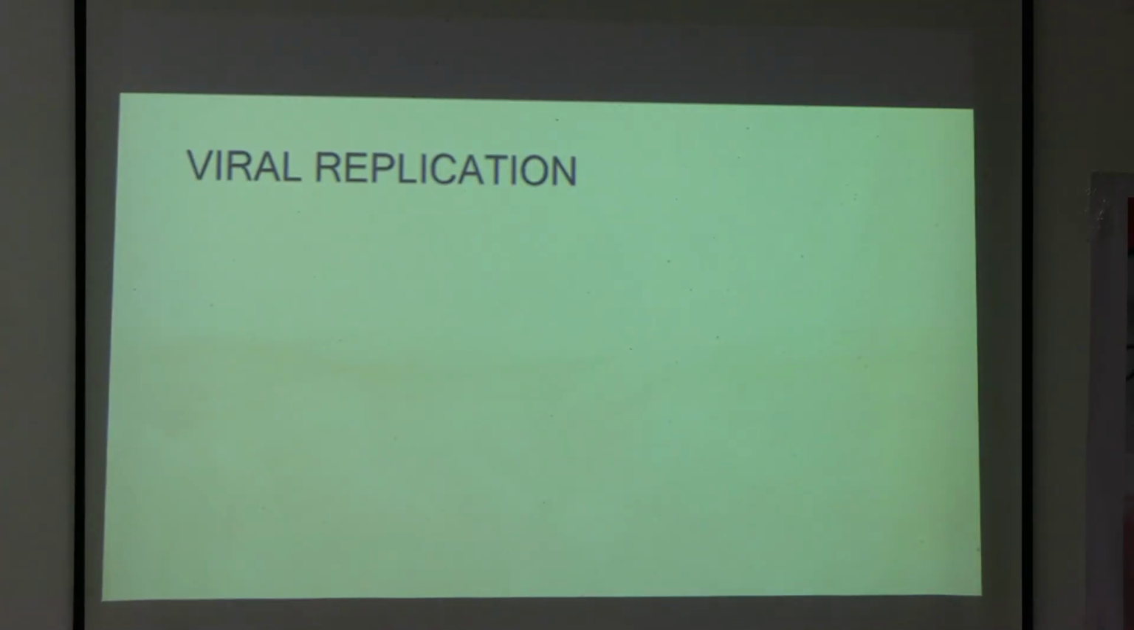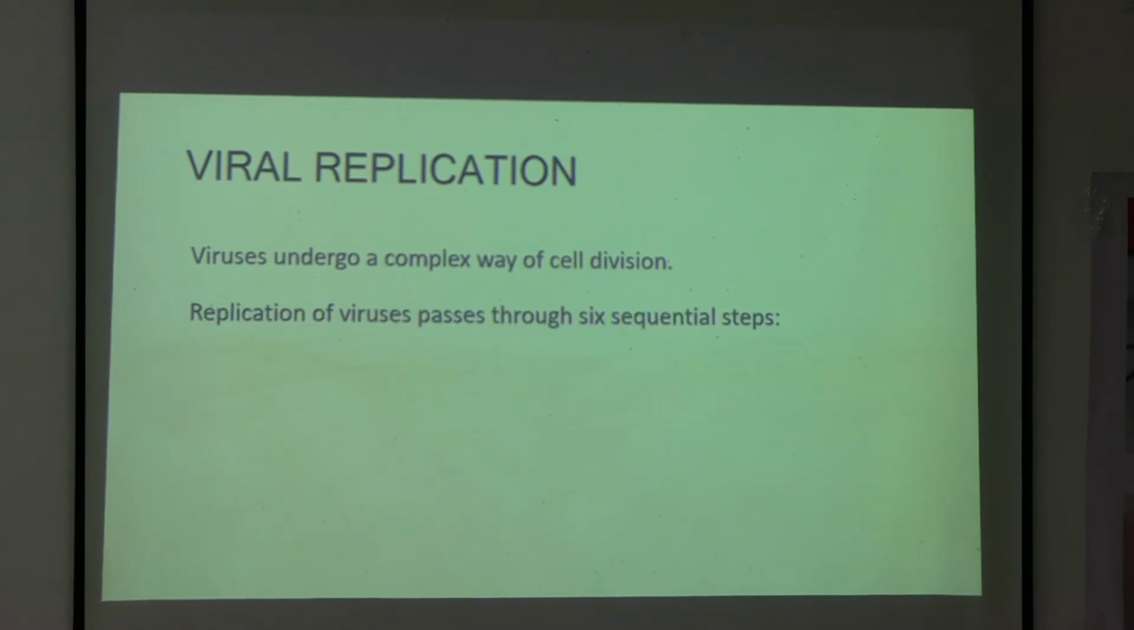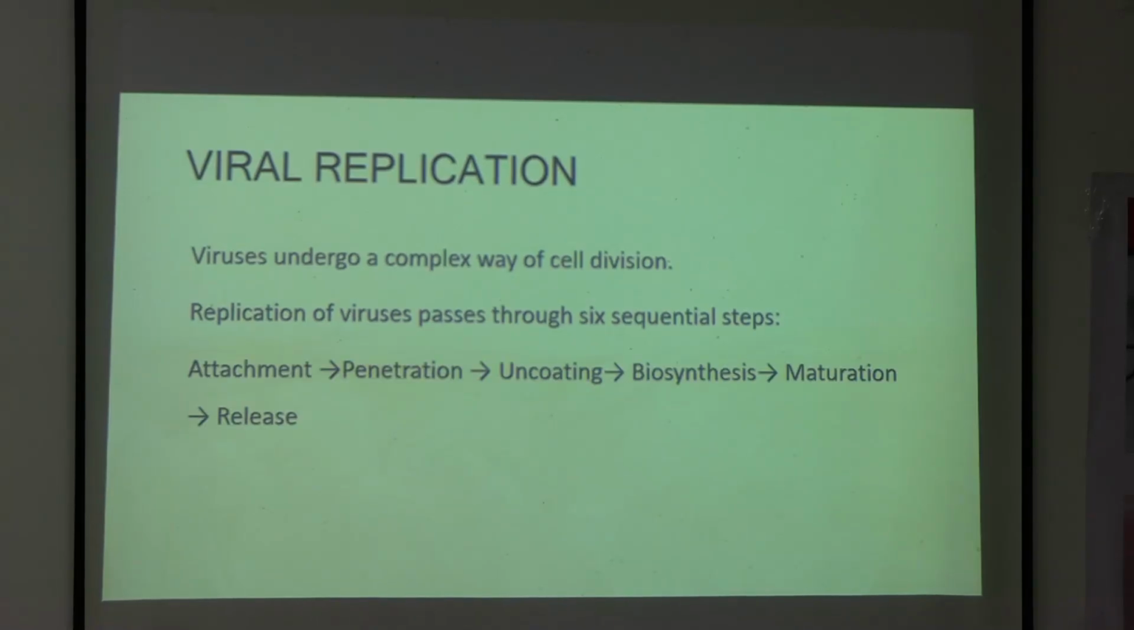Clear? Then viral replication. They undergo a very complex kind of cell division. As I told you, it is not binary fission. Okay, so how do they do it? There are 6 crucial steps. First is attachment, then penetration, uncoating, biosynthesis, maturation, and release.